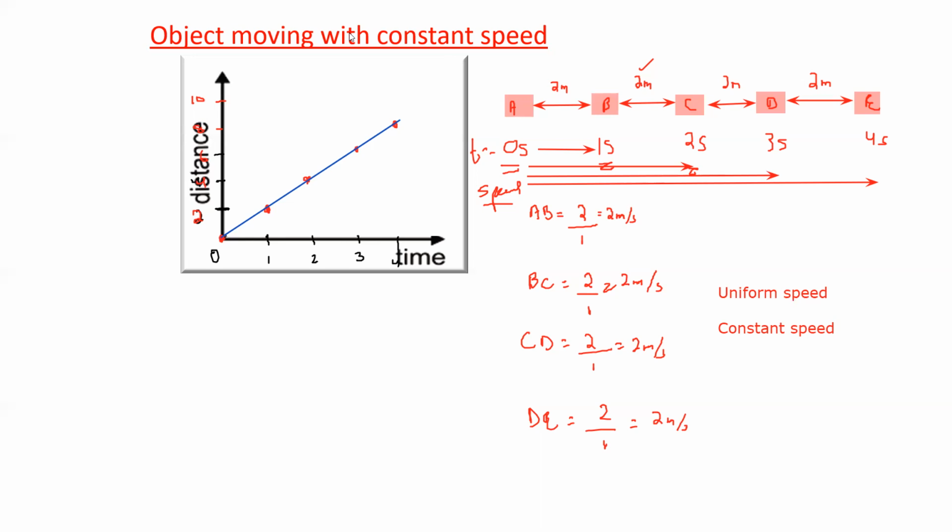If two objects are moving with a constant speed, using a graph, you can also work out which one is moving at a higher constant speed.